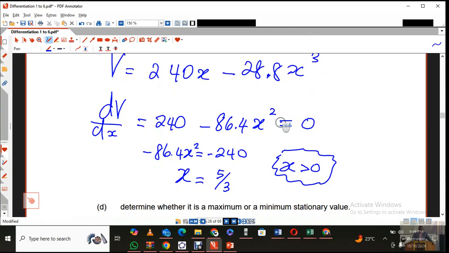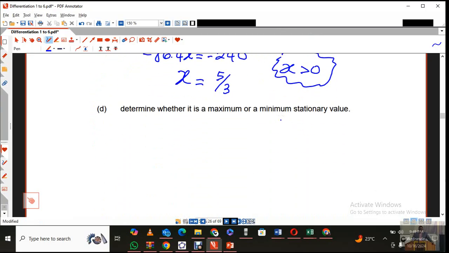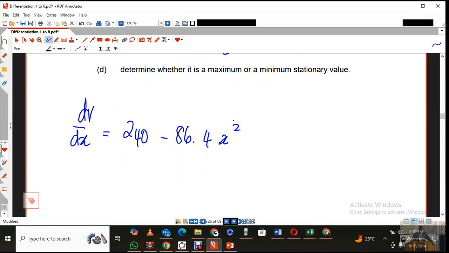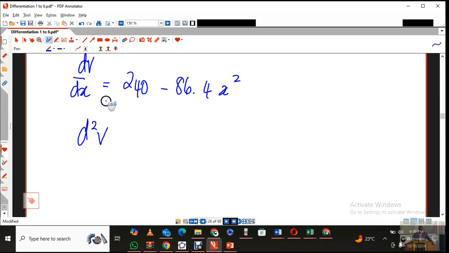Part D, determine whether it is a maximum or a minimum, so you have to find the second derivative. So what do we know? We know dv dx, the first derivative function, was 240 minus 86.4x squared. So when you are told to determine the nature, you must now take the second derivative, d2v by dx squared.